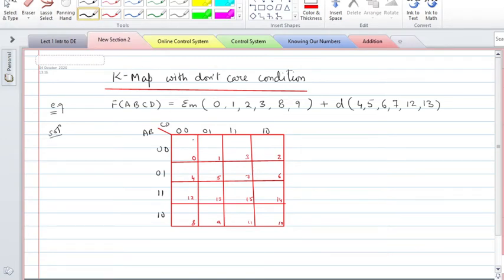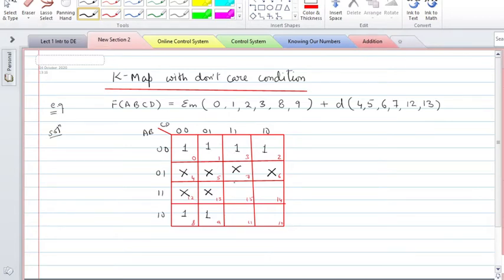So we have to fill up these min terms 0, 1, 2, 3, 8 and 9. And these are the don't care terms, to be filled up with X, or you can use a D here. D or X represents don't care. I am using X: 4, 5, 6, 7, 12 and 13.